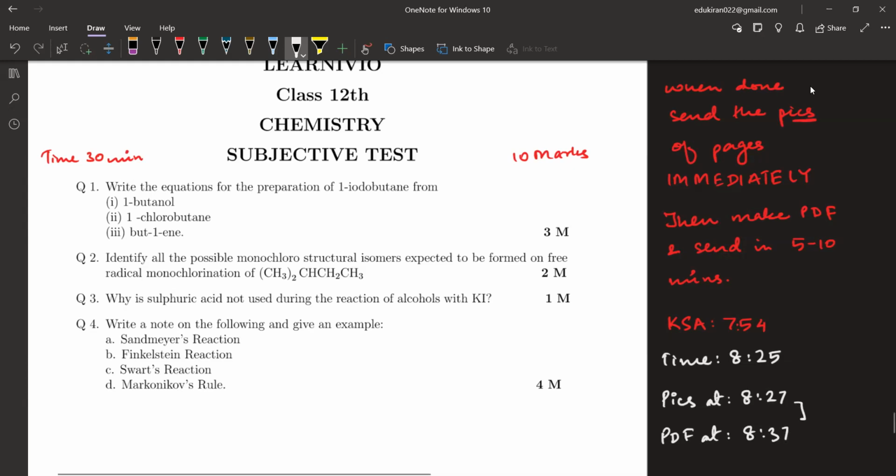Now, whoever is late: if you are one minute late and send at 8:28, I will deduct 1 mark, okay? All of you? Yes, if you send the photos at 8:28, I will deduct 1 mark. At 8:29, 2 marks will be deducted. If you send the photos at 8:37, you will get nothing.